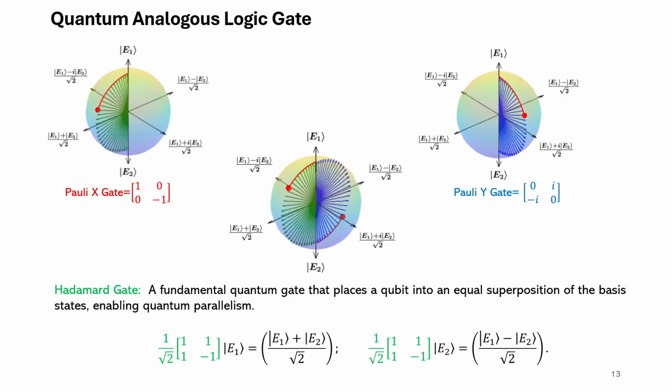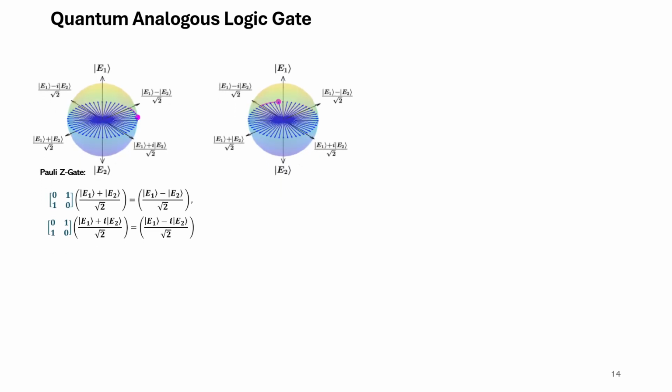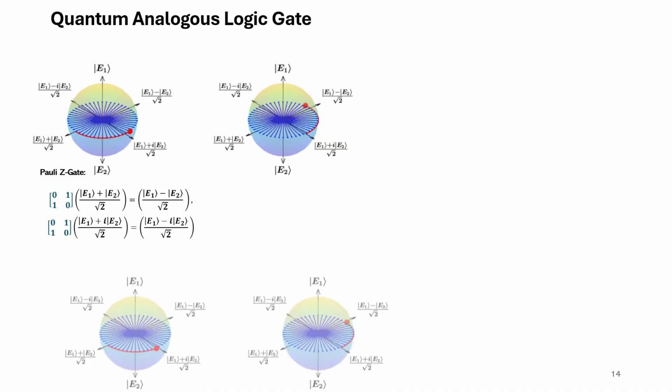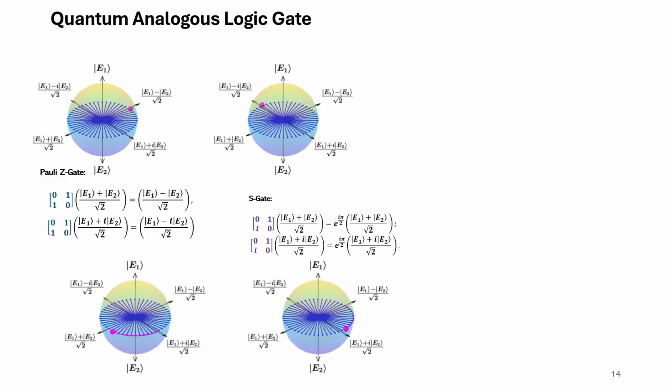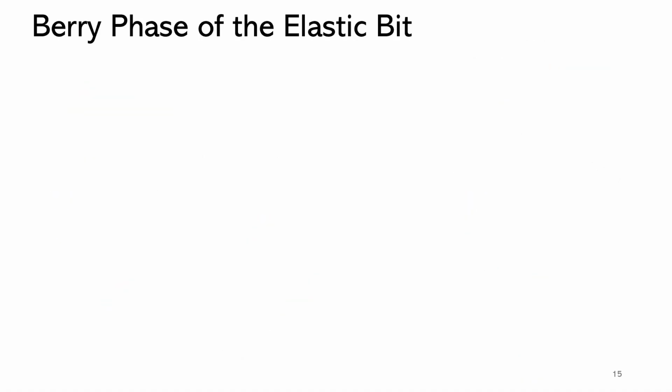Then we have another three gates which apply on the linear superposition of states, which are the family of phase gates. There are a total of three phase gate components: Pauli Z, S, and T gate. We can show all of these gates. This is our Pauli Z gate, which moves one linear superposition state to another and applies a pi phase. Another one is the S gate, which applies a pi by 2 phase, and another one is the T gate, which applies a pi by 4 phase.